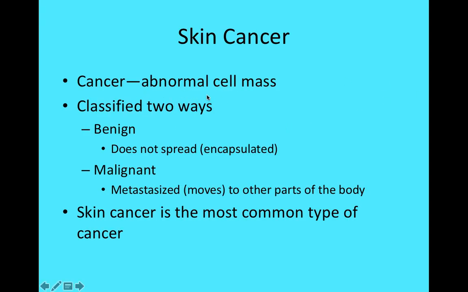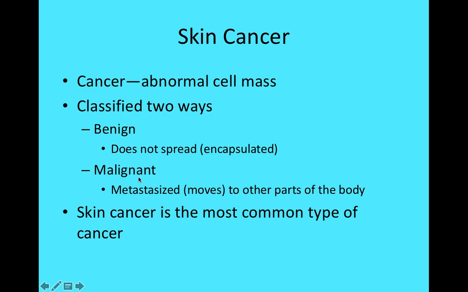So cancer, anytime you have cancer, generically speaking, is an abnormal cell mass. Again, we talked about this when we talked about skin tags. You have benign or encapsulated tumors, meaning that they will not spread. They are just what they are. If they get too big, they can remove them, but they will not have gone anywhere else and affected other parts of your body.